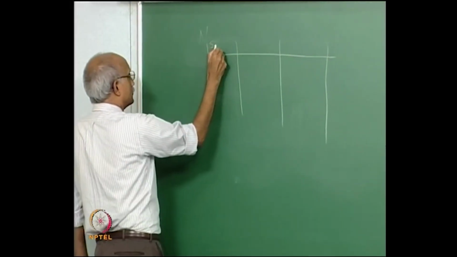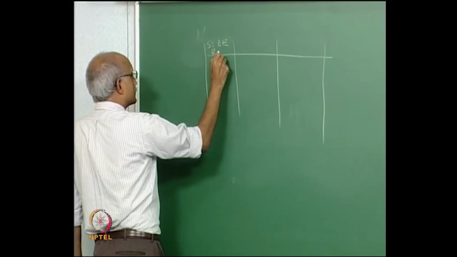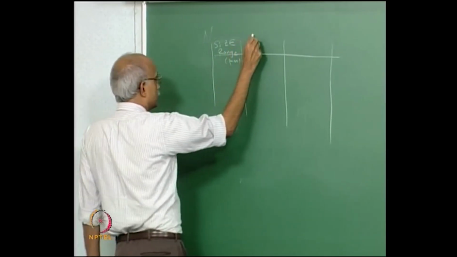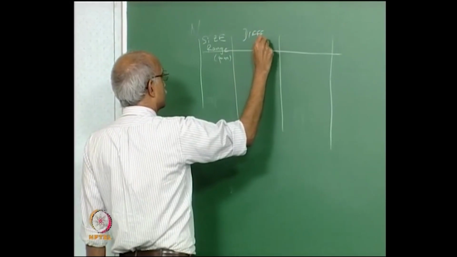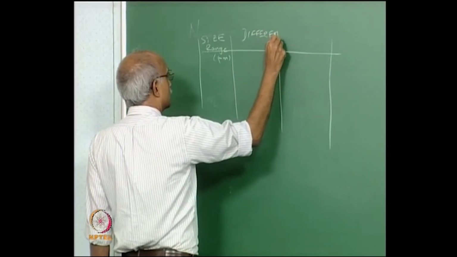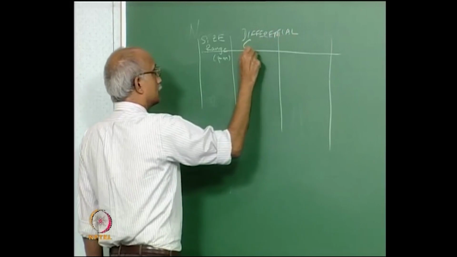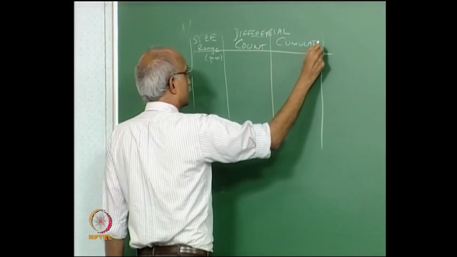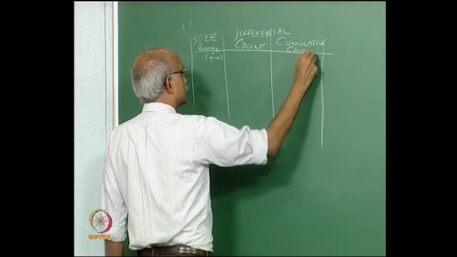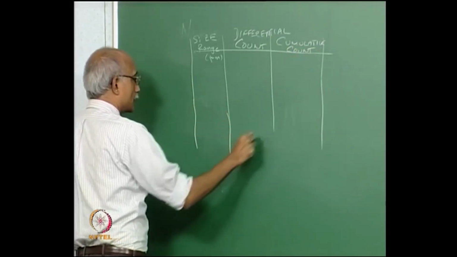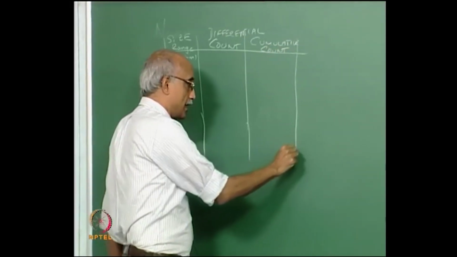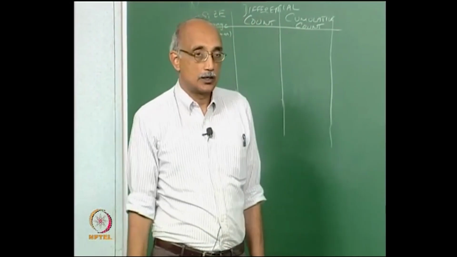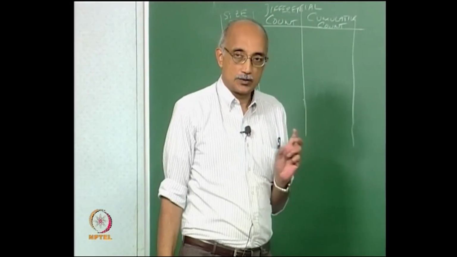So, the first column will have size range, let us say in microns. The second column will have differential count, and the third will have cumulative count. And particle counters can have anything from 6 to 8 to 256 channels, depending on the granularity of the data that you are interested in.